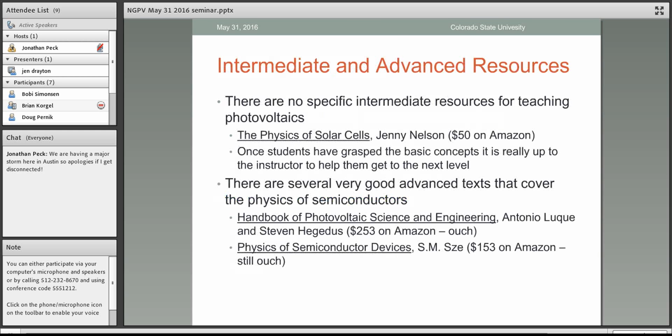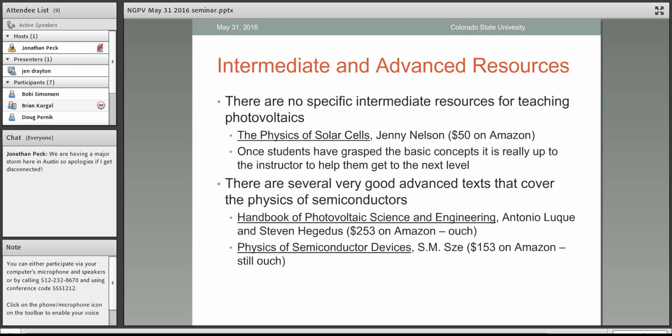When it gets to the more intermediate and advanced resources, there's just really not a whole lot out there. There's no specific intermediate resource for teaching photovoltaics. The Physics of Solar Cells is an excellent book by Jenny Nelson. It's about $50 on Amazon, and it's great once your students have got the basic concepts and you want to take them to the next level.